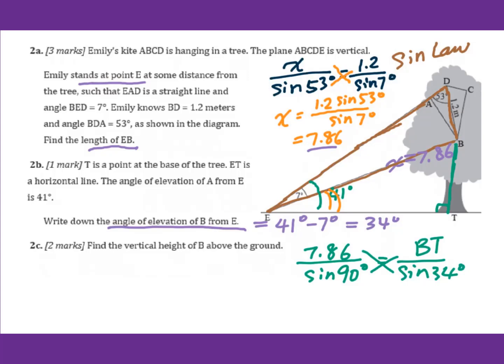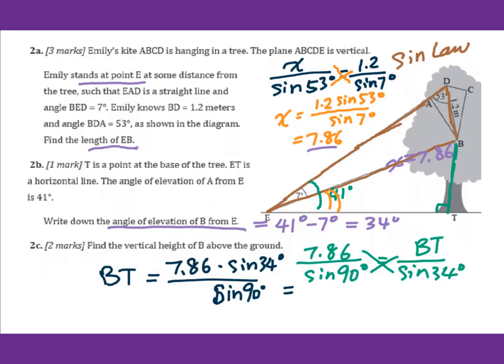So we cross multiply. Your BT equals, denominator is sine 90, that is 1, then 7.86 times sine 34. If you didn't know sine 90 equals 1, you just use sine 90 degrees as the denominator, you will get the correct answer. Answer will be 4.40. Or you can write down the whole thing like 4.395256. Remember, for word problems, units are required. So this one you have to say meters, and this part you have to say meters.